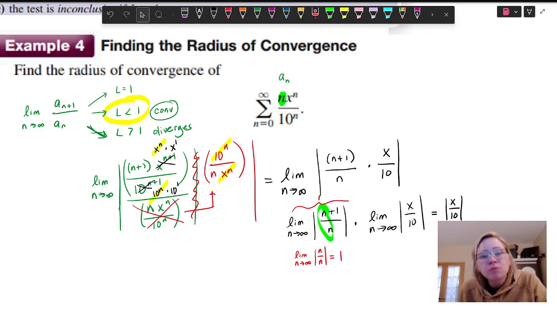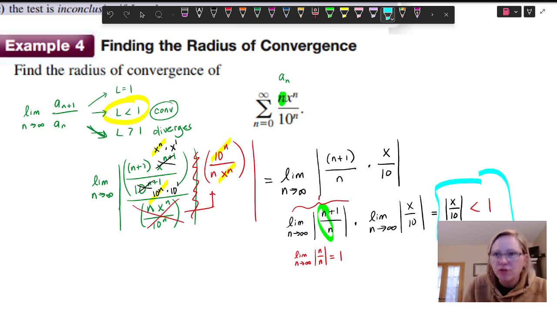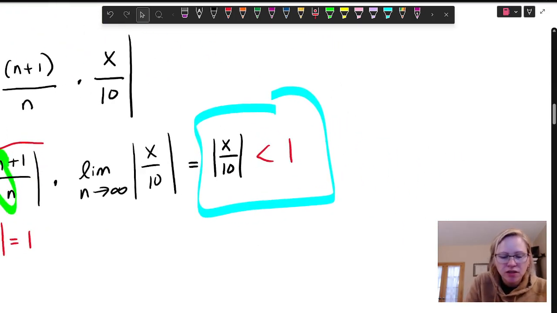So once I simplify and I have all the n terms limit out and figure out what those limits are, I see that I have x over 10. And so now I'm going to say that this, in order to converge, has to be less than 1. And from this point forward, it's going to feel like a geometric series with our approach, because we're going to take this little statement here and evaluate that.